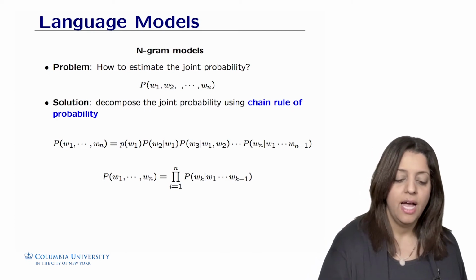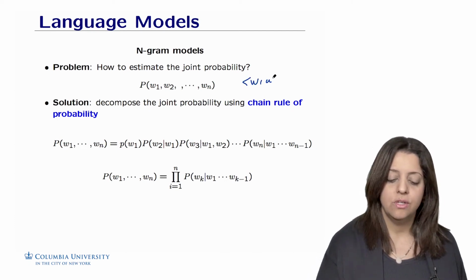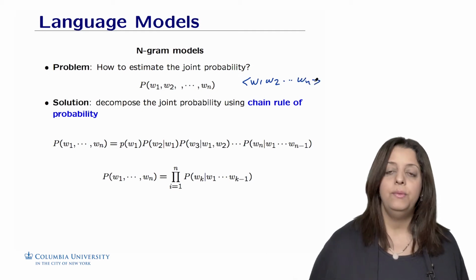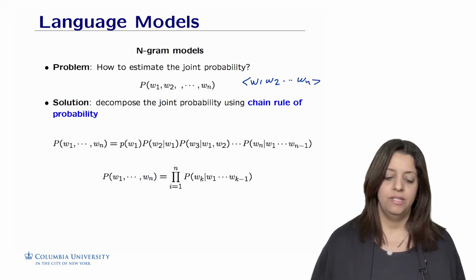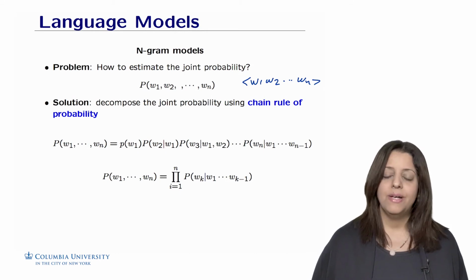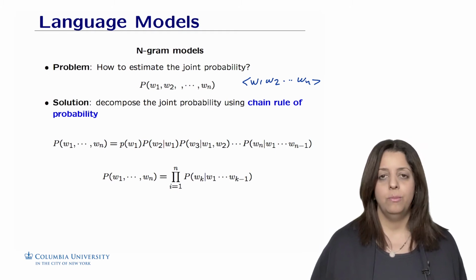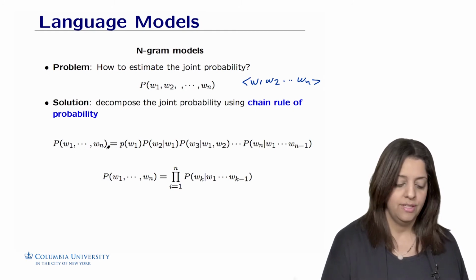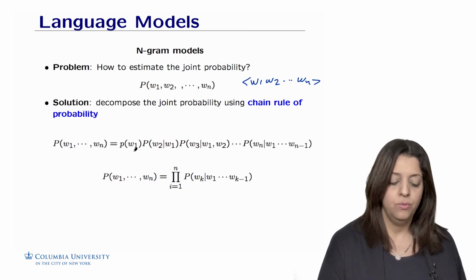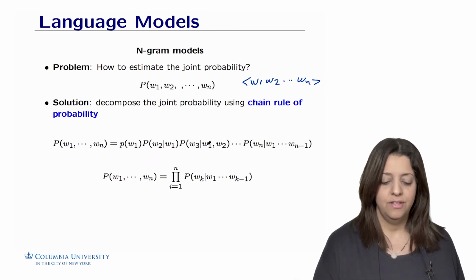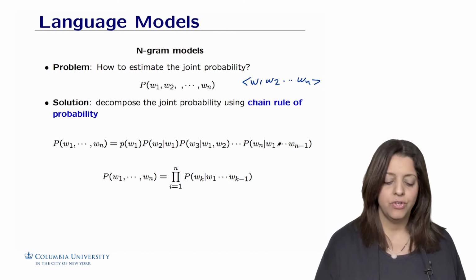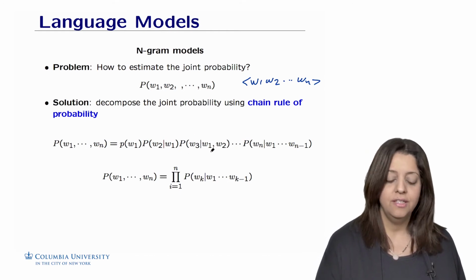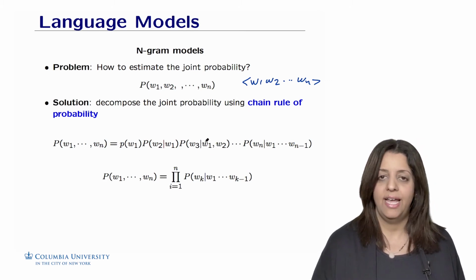So we assume that our sentence is made of a sequence of words, Wn, and we want to be able to estimate this joint probability in the text. One possible solution is to decompose the joint probability using the chain rule of probability. That is, the probability of the sequence W1 to Wn is the probability of the word W1 times the probability of W2 given W1 times the probability of W3 given W1, W2, etc. So each time I'm going to use the probability of the word given the history, or the sequence of words that came before this word.